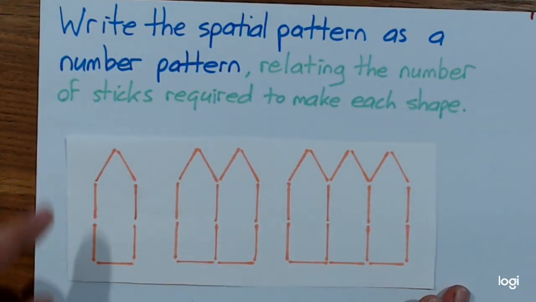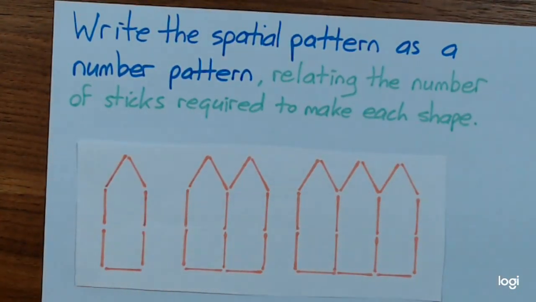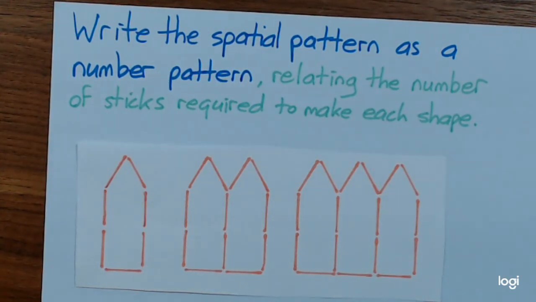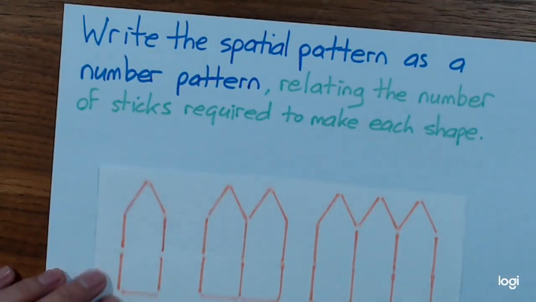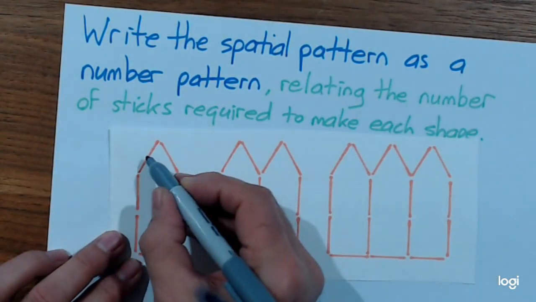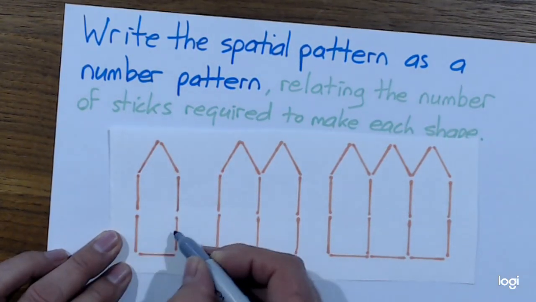Okay, so the first of these other questions. Write the spatial pattern as a number pattern relating the number of sticks required to make each shape. How many sticks for that? How many sticks for that? How many sticks for that? Okay, so let's do it. First one takes 1, 2, 3, 4, 5, 6, 7. Okay, 7.